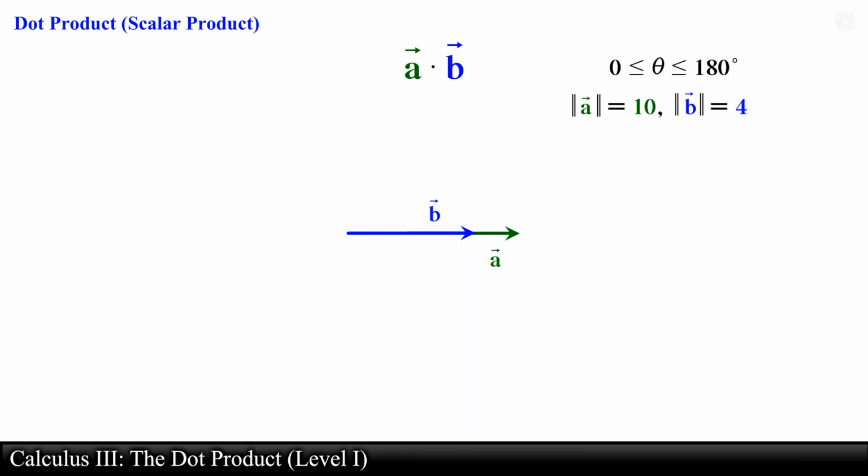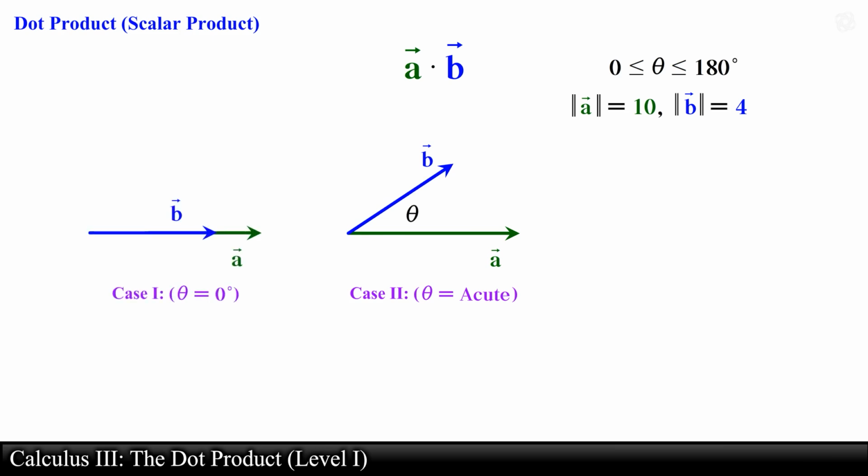Let's take a look at a different case. What if the angle between these same vectors was an acute angle? Now how do we define the scalar product? Well, when the vectors lined up in the case when the angle was 0 degrees, all we had to do was to multiply the magnitudes. So we essentially need to do the same for this case. The only problem is that vector B is not pointing in the same direction as vector A.